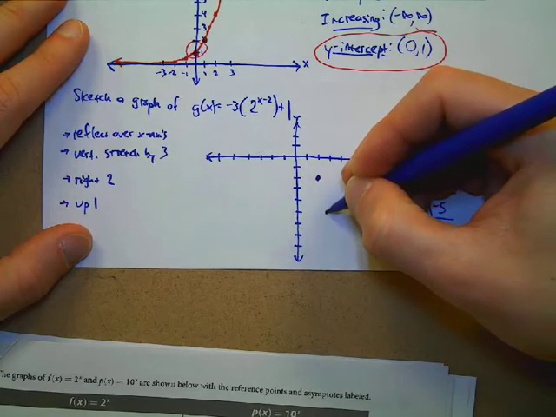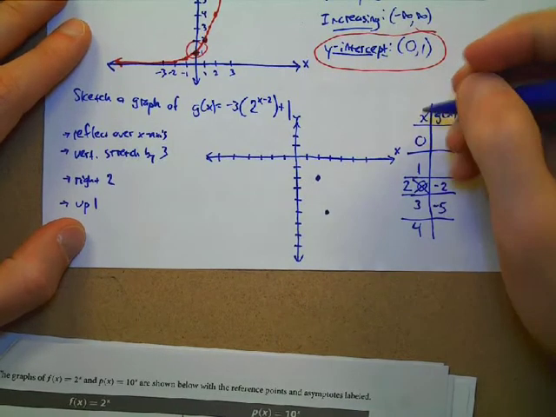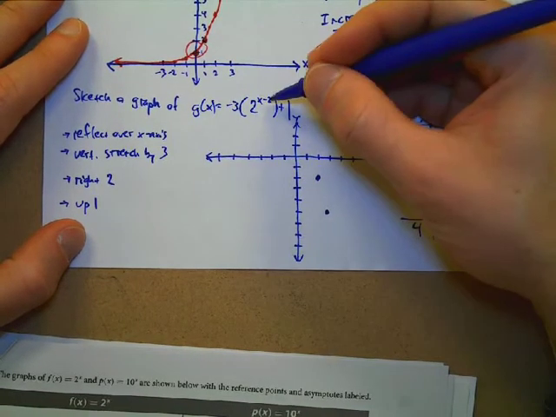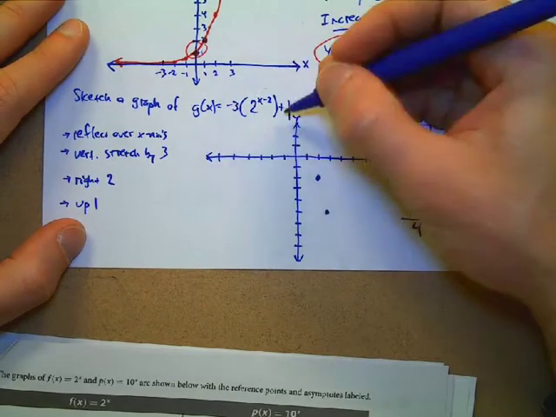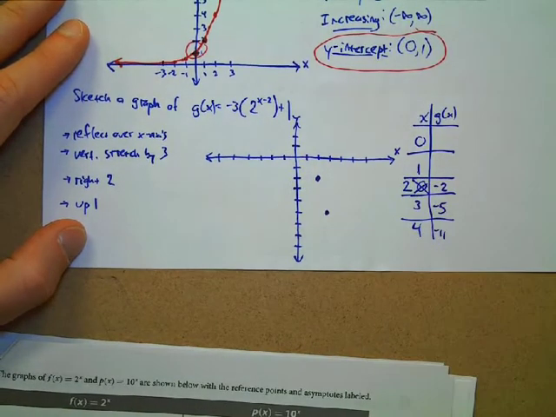Let's see if we can fit 4 in there. 4 minus 2 is 2. 2 to the 2 is 4. So this will be 4 times negative 3, which is negative 12, plus 1 will be negative 11. That's not going to fit. I don't have enough tick marks for that. All right, let's go backwards.